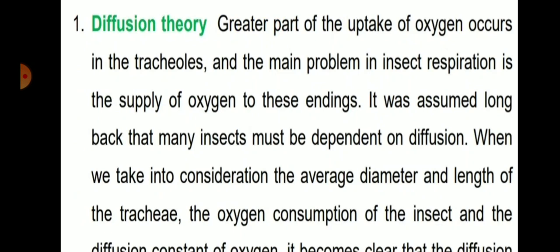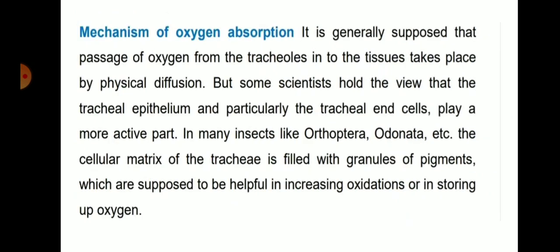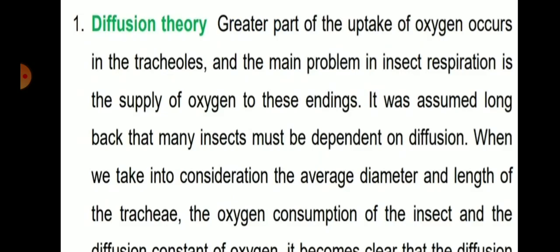There are many theories to explain the mechanism of oxygen transportation. First of all, the diffusion theory. Greater part of the uptake of oxygen occurs in the tracheoles, and the main problem in insect respiration is the supply of oxygen to these endings. It was assumed long back that many insects must be dependent on diffusion when we take into consideration the average diameter and length of the tracheae.